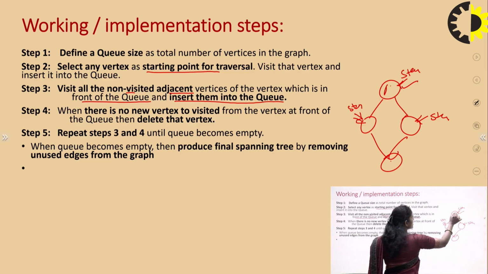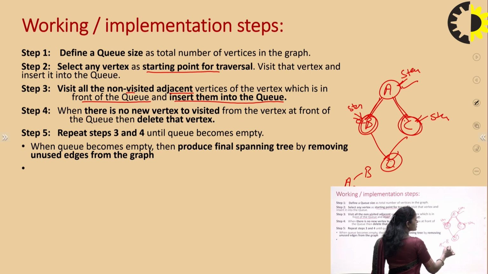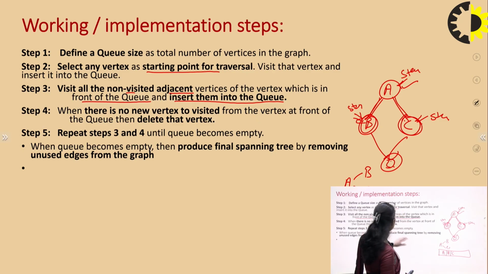Let's suppose this is A, B and C, and here we have D. I choose A as my starting vertex, right? Next, I calculate the adjacent vertices, the neighbors of A. So what are the neighbors of A? The neighbors of A are B and C. So basically I am inserting in the queue A as well as its neighbors, right? So B and C are also inserted in the queue along with the A vertex. So this is the basic principle.